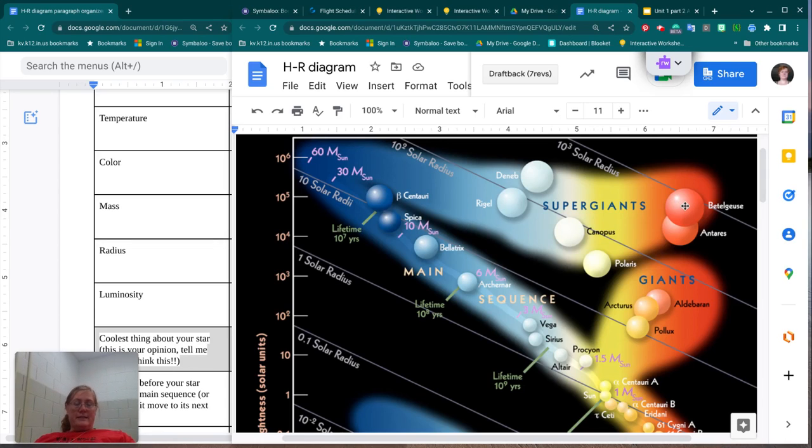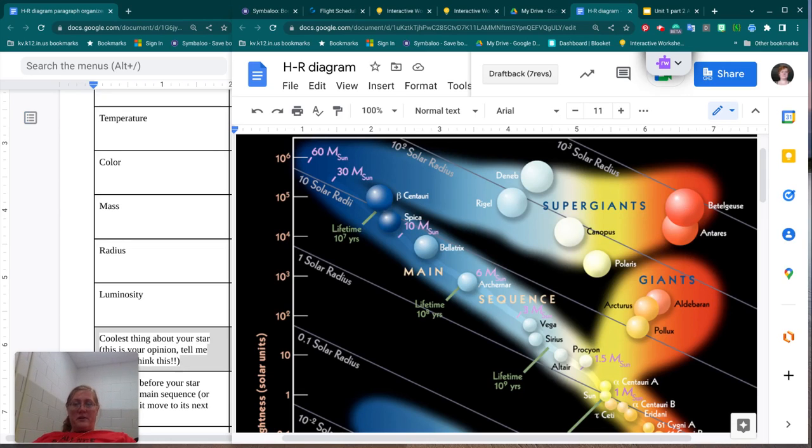I would not write 10 to the fifth. I would write the numbers out. That's a 1 with 5 zeros: 1, 2, 3, 4, 5. That is 100,000. I write it up on the board. If you need to write it out, feel free to write it out on a piece of paper. No one's stopping you from using paper on the test. Okay, so 100,000 would be the luminosity.